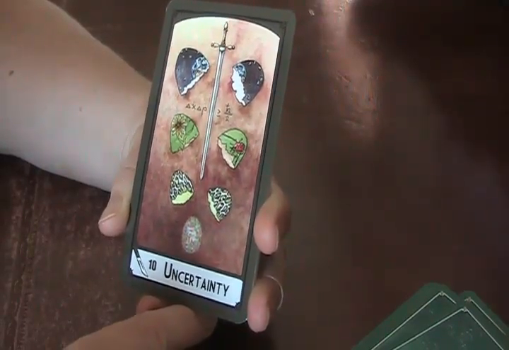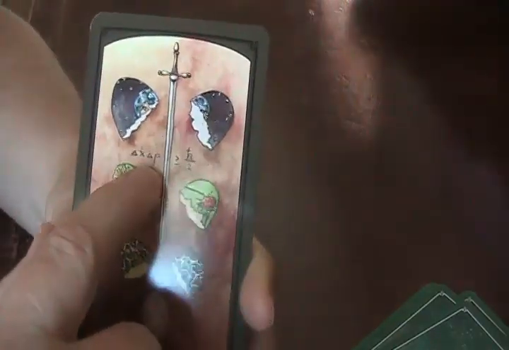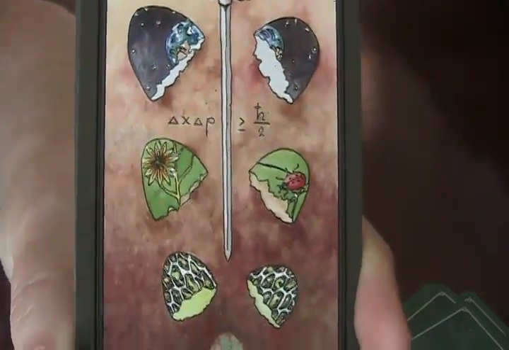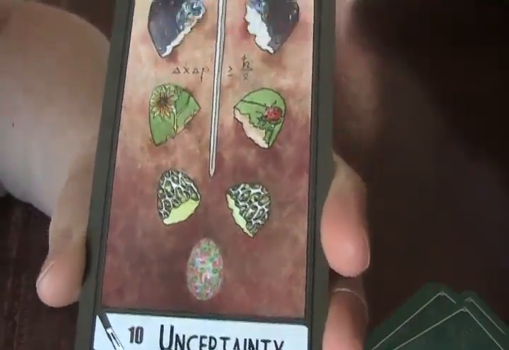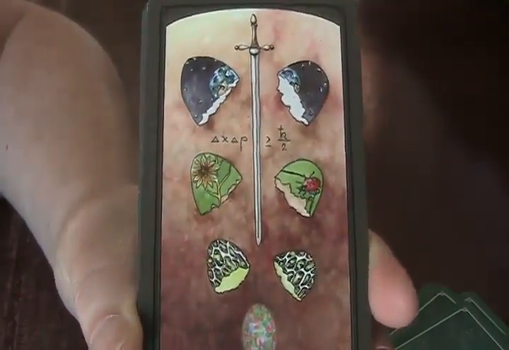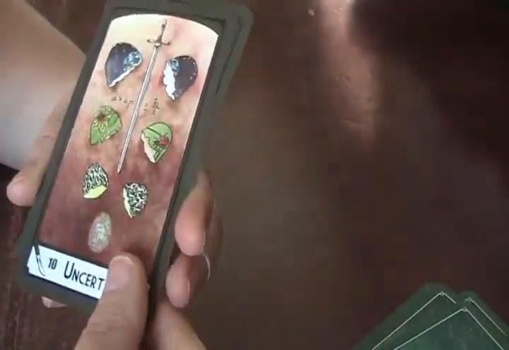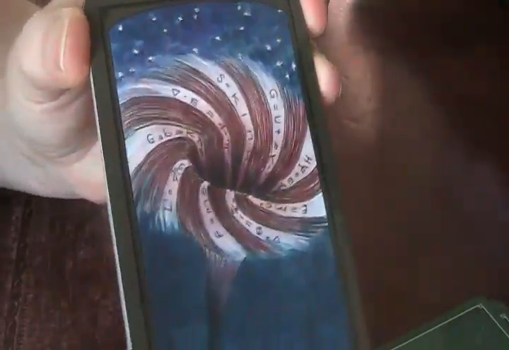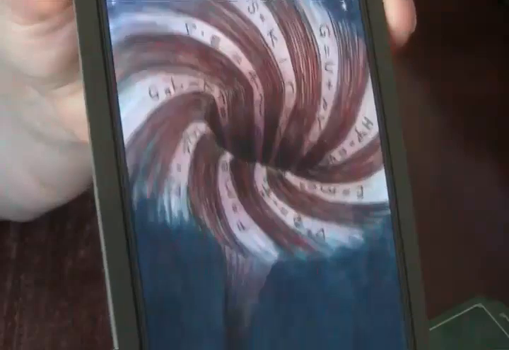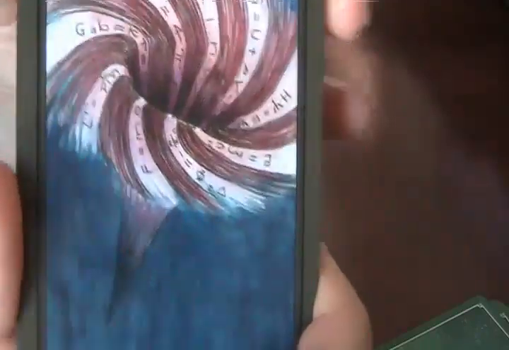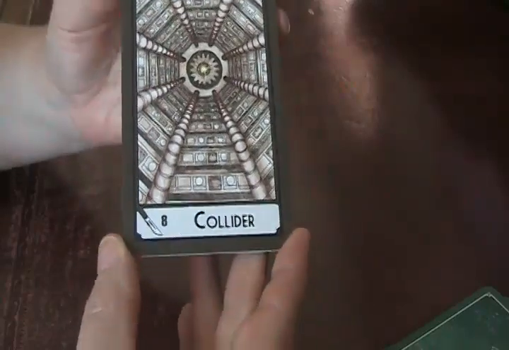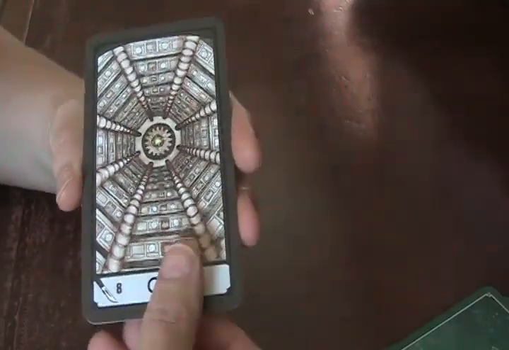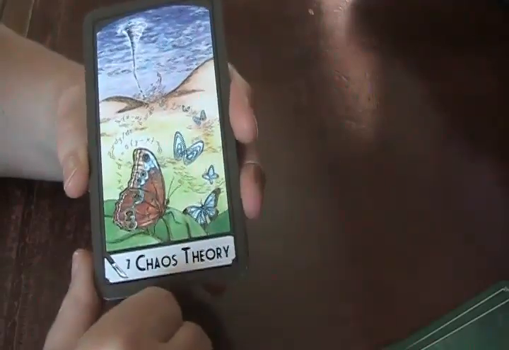And 10 of Swords, uncertainty. We have a theorem here. And we have some different things that are uncertain. Black hole. All the science is being sucked into the black hole. E equals mc squared, etc. The 8 is a super collider. That's in CERN, Switzerland. Chaos theory.